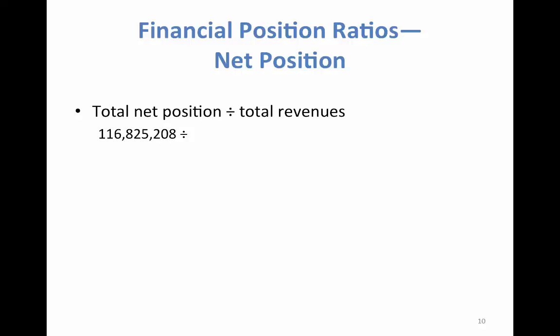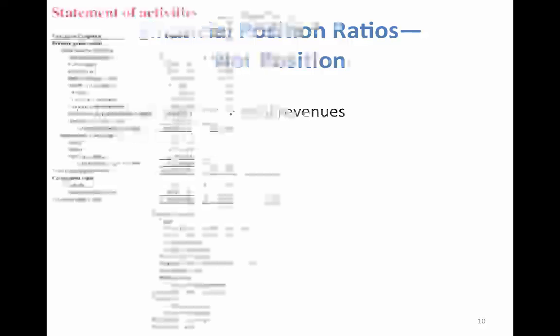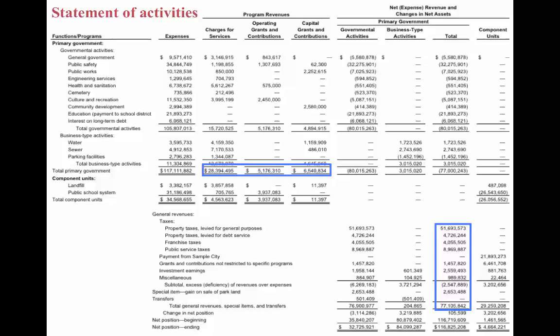So let's look at probably the most common of the net position ratios, which is total net position. We'll look at total rather than one of the components right now, divided by total revenues. So that's the total net position for the primary government. Total revenues, unfortunately, at the government-wide level, there isn't a total revenue number in the statement of activities, so you're left having to add together a whole bunch of individual numbers.